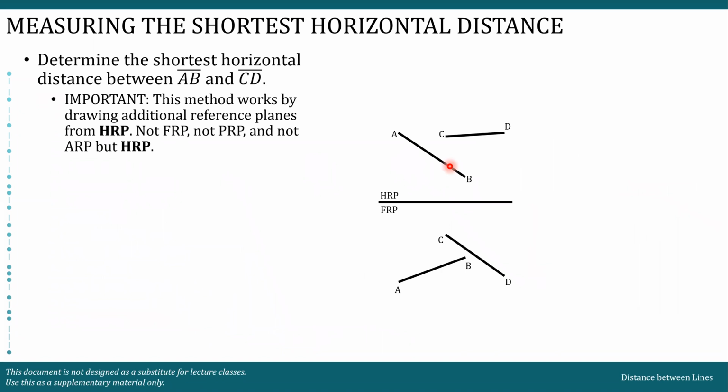Question about shortest distance and common perpendicular before we proceed to shortest horizontal distance. Please send to the chat if it is clear or if you have questions. Question, sir, yung PV po ba necessary na andun lang po sa intersection?